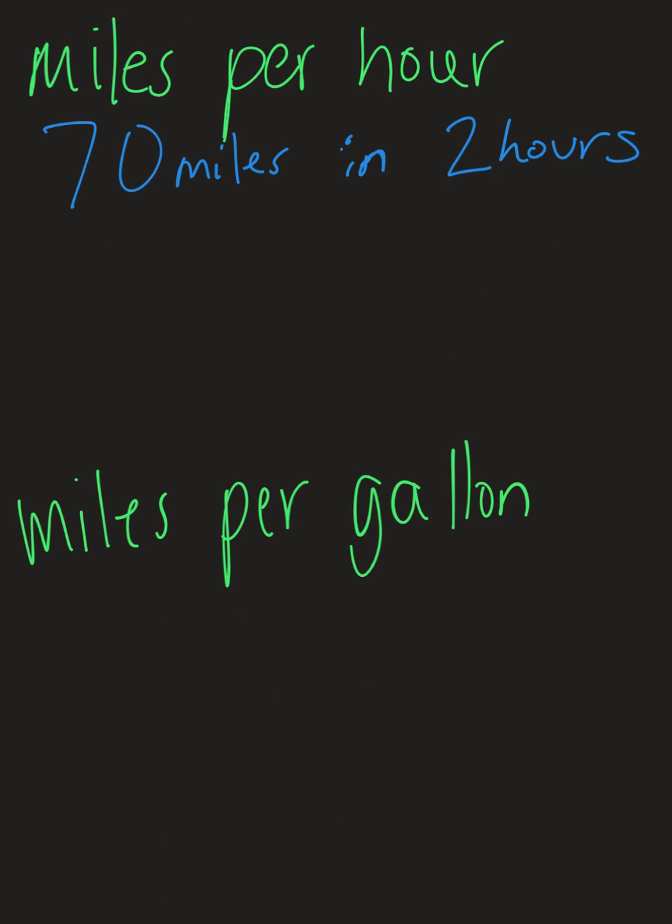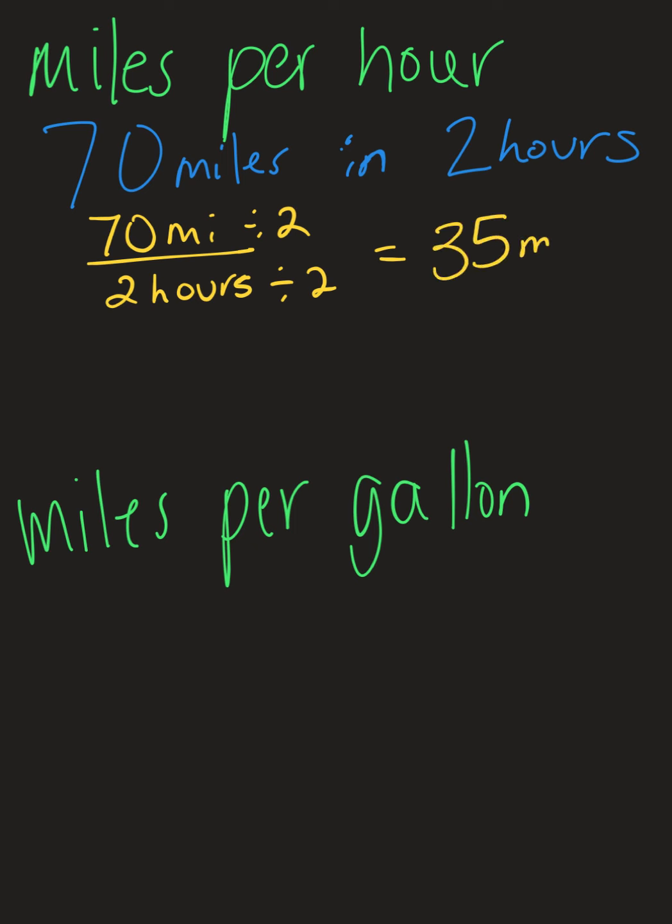So let's go over some examples. We have 70 miles in 2 hours. What I want to do is turn this into a unit rate. I want to know how many miles in 1 hour. So I'm going to set this up as a fraction. I have 70 miles over 2 hours. Now to simplify this, I can do one of two things. I can divide both of these by 2. And 70 divided by 2 is 35 miles per hour. So this is a unit rate.